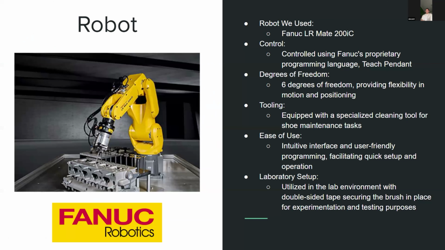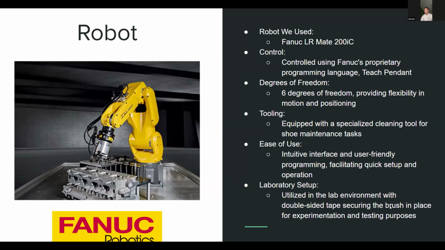So the robot we used was the Fanuc LR Mate 200iC robot. We used the teach pendant that Fanuc made to control it. Utilizing world mode, we had 6 degrees of freedom, which provided flexibility in motion and positioning our robot to clean the shoe. For tooling, the Fanuc robot was equipped with its own gripper that we had to use. So we programmed it to pick up the brush that had double-sided tape on it, and that's how we got around that problem.